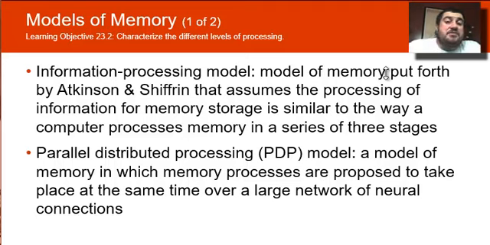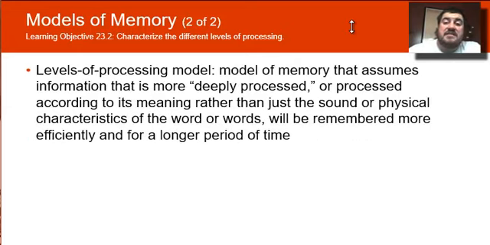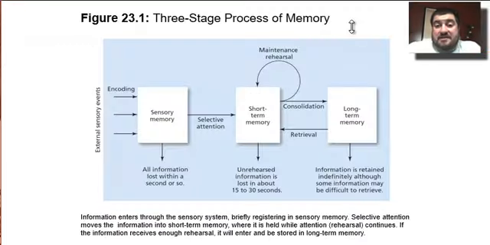The parallel distributed processing, or the PDP model, is a model of memory where the memory processes are proposed to take place at the same time over a large network of neural connections. And then the levels of processing model says that information that is more deeply processed or processed according to its meaning is remembered more efficiently and for a longer period of time. And we kind of talked about that during learning as well.